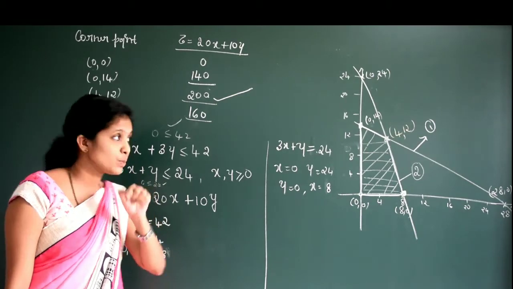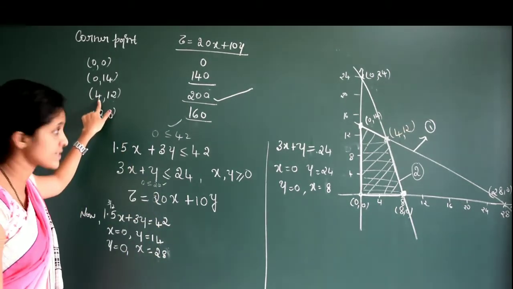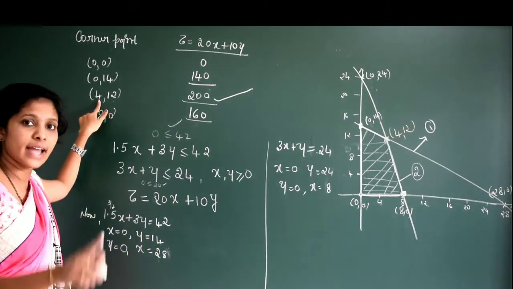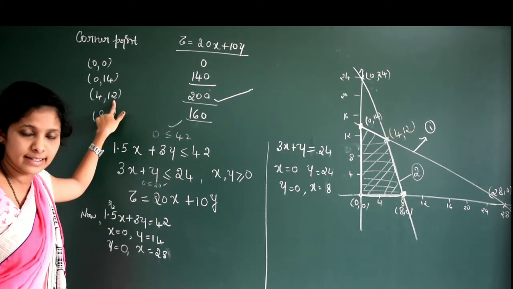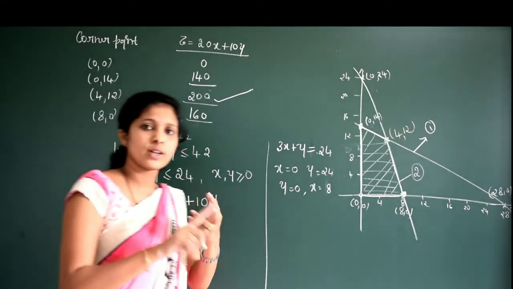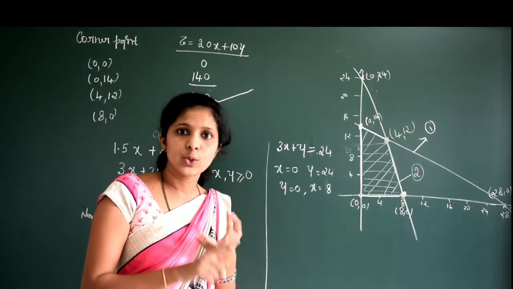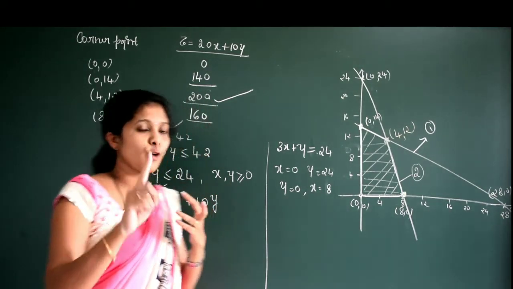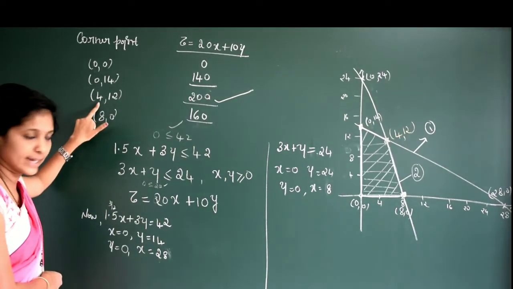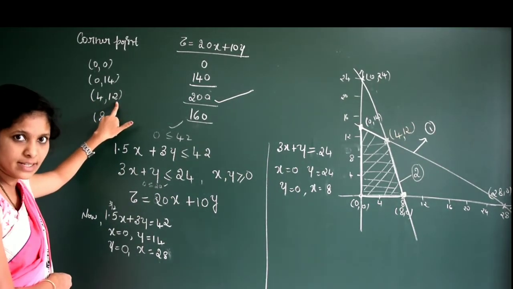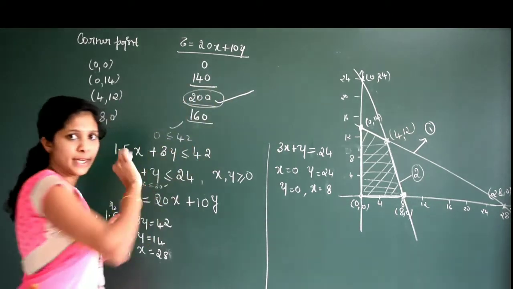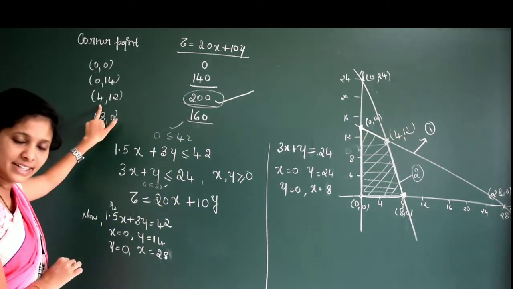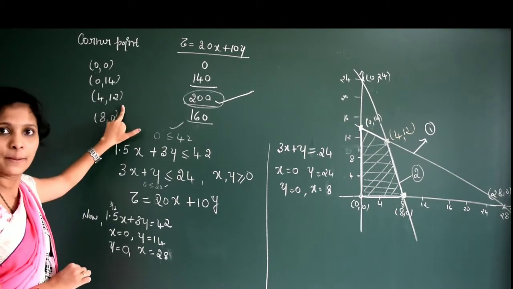For that they have to make, sorry, first rackets, right? 4 tennis rackets and 12 cricket bats. Is it clear? There are two questions. So for the first question, you need to write they have to make 4 tennis rackets and 12 cricket bats, and the maximum profit is 200 rupees by making 4 tennis rackets and 12 bats.